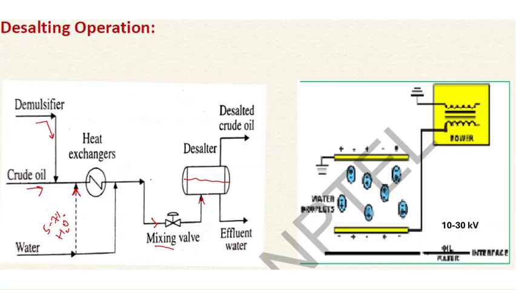But now, what is our advantage? This water contains all the salt present in the crude oil. So here we have water and here we have our crude oil. Crude oil is taken from the upper side and the water, dirty water, is taken out as the effluent water. So like this, what we have done, we have removed all the dissolved salts present in the crude oil in the desalter unit.